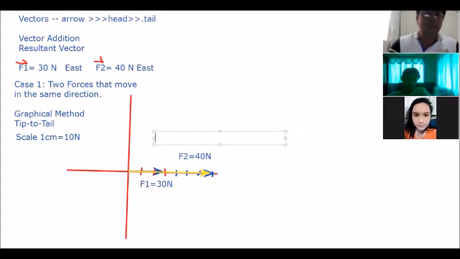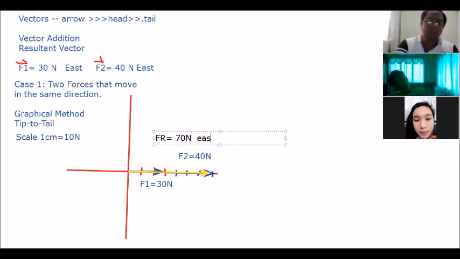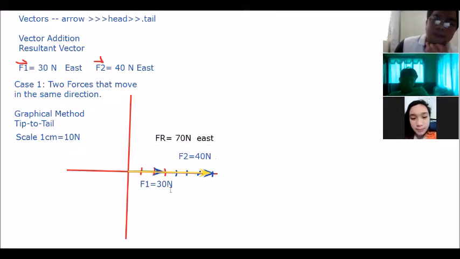Sorry, I think you cannot see that one clearly. So our FR is equal to, if you count the segments, 1, 2, 3, 4, 5, 6, 7. 7 times 10 makes it 70 newtons, and its direction is still going east. Okay, so we get the value of the resultant by a graphical approach.